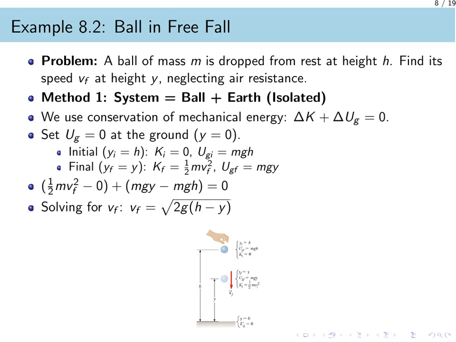The change in potential energy is mgy final minus mgy initial. Substituting our variables, we get the quantity 1/2 m v final squared minus 0, plus the quantity mgy minus mgh equals 0. Solving for v final gives us the speed. V final equals the square root of the quantity 2 times g times the quantity h minus y.